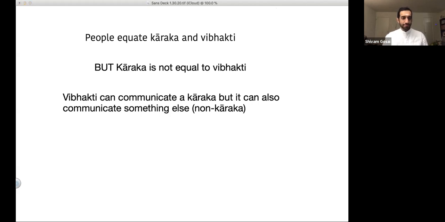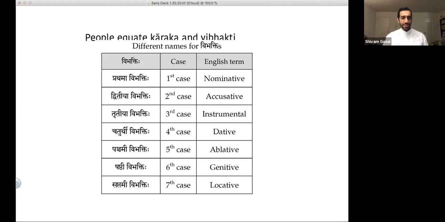Okay. So a vibhakti can communicate a karaka, but it can also communicate a non-karaka. Last thing I want to talk about is this chart right here. This part is on page 75, and there are different names for the vibhaktis. Prathama vibhaktihi, it says first case. Now a lot of times there's this third column that gives the English term. They've given the English term based on the karaka that the case is generally connected to.